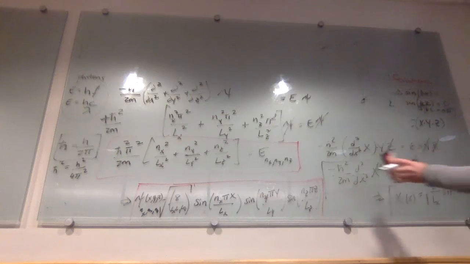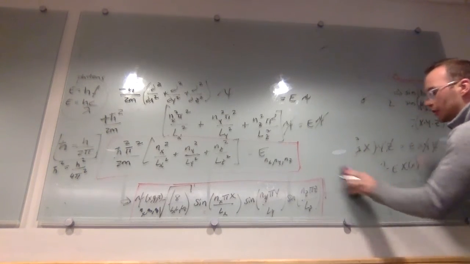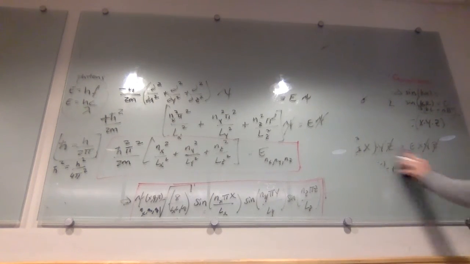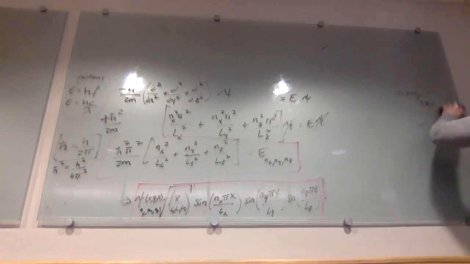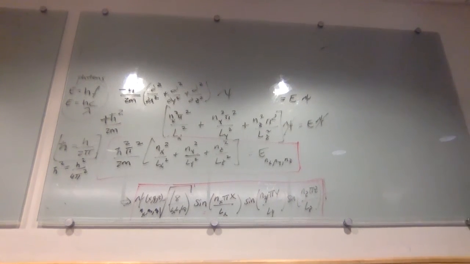In this case, we have 3, and we get another problem. It's not a problem, I shouldn't say problem. We get another thing we have to think about called degeneracy.